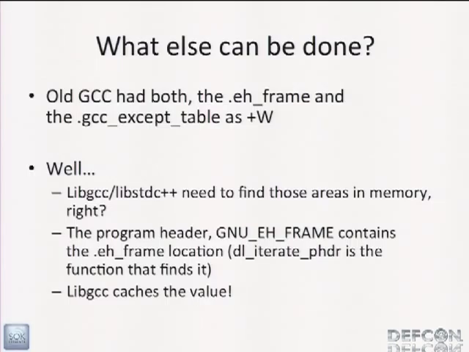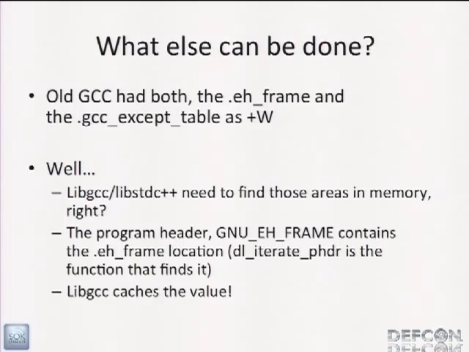So old GCC used to include the EH frame and the GCC exception table as a plus W, writable section in memory, okay? So basically it was possible to just overwrite it in memory if you managed to locate it. What happens is, of course, modern versions of GCC don't do that. So what else can we do? We know that the libGCC that is inserted in the target program needs to find the exception table in memory anyway, right? So we know it's located there. We also know that the EH frame location is included in the frame header. So it uses the dl_iterate_phdr function to locate it, and it's located somewhere in the target program's memory.